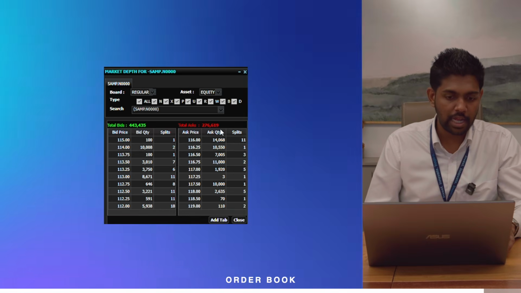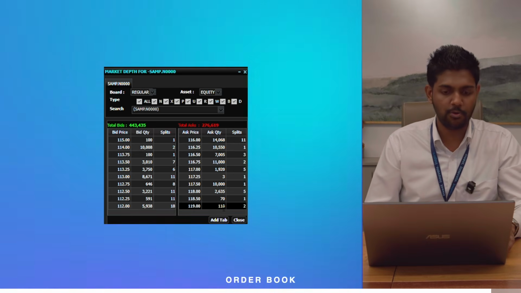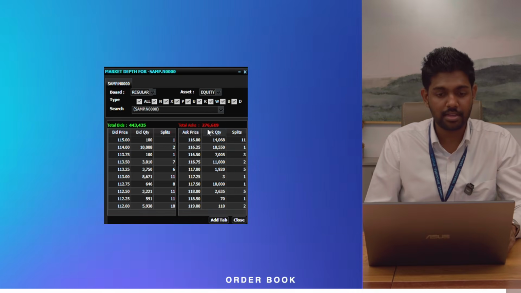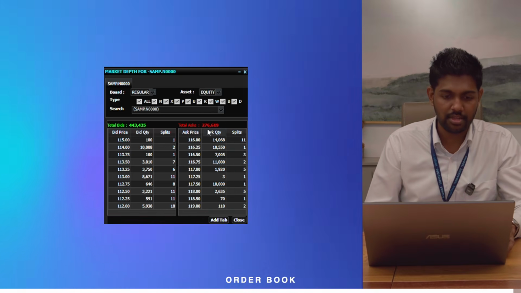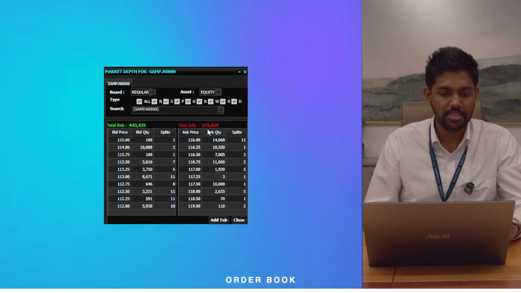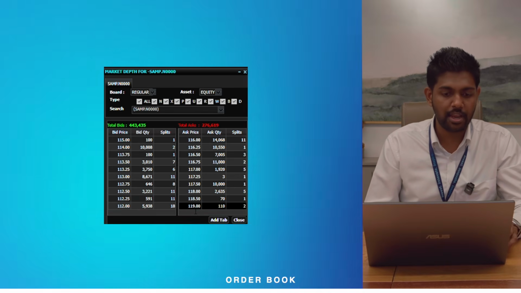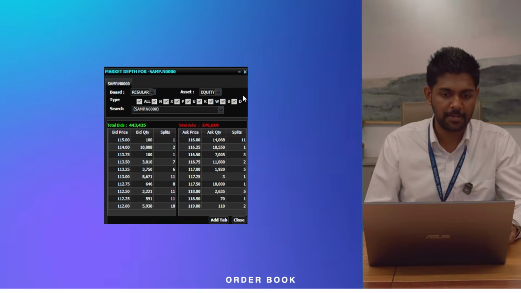Now, if you tally this total available here with the total ask, you will also see the difference, because after these prices, after 190, there are investors who are willing to sell these shares. So that is the view of the order book. However, there's a small trick available here.